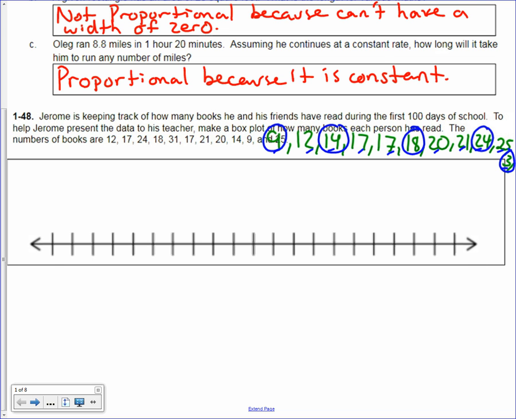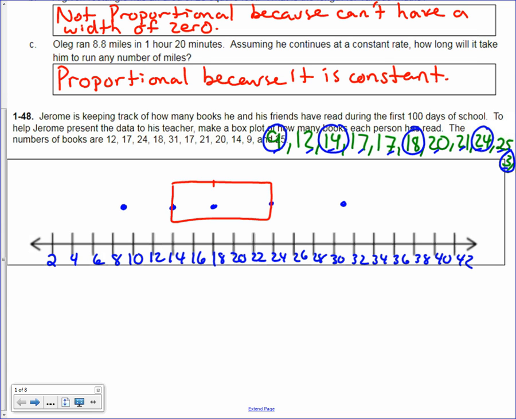So I have to decide what to count by. So I counted by 2s on my number line. Okay, so then I put a dot at my 5 numbers. So 9 would be about here, 14 would be right here, 18, 24, and then 31. So then I take and put a box around the middle 3 with a line through the median and connect the 2. There's my box plot.